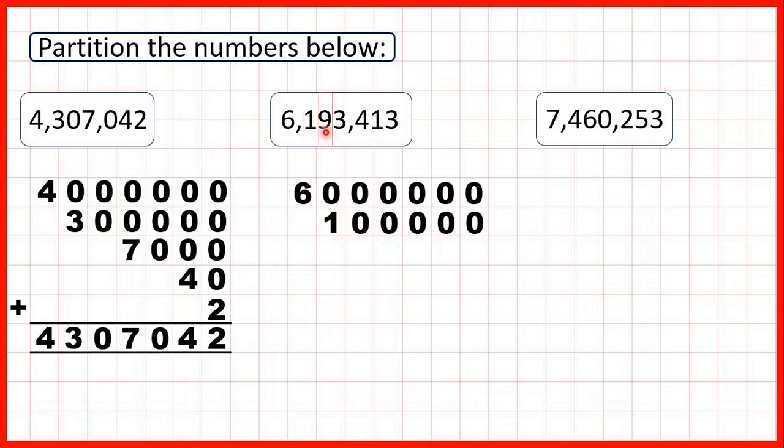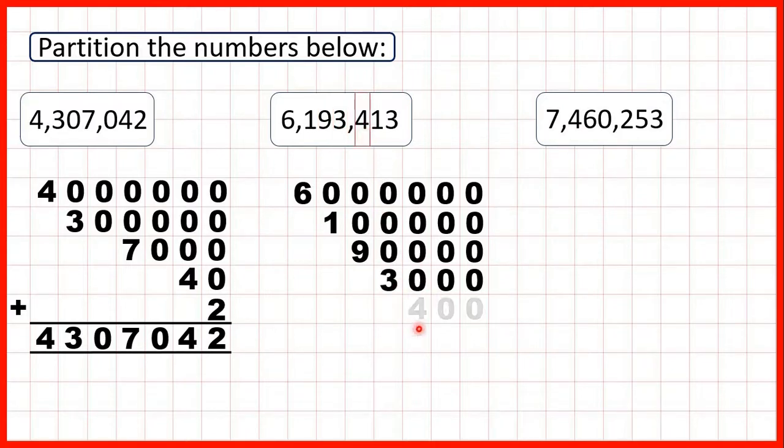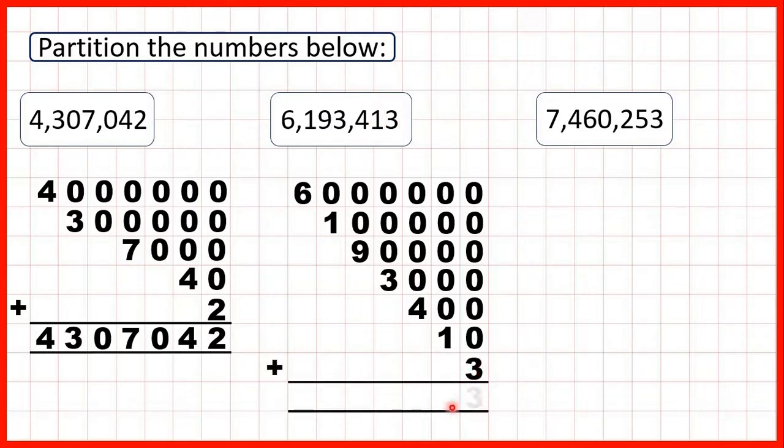We have 9 in our 10,000s, so that's 90,000. 3 in our thousands, so that's 3,000. 4 in our hundreds, so 400. 1 in our tens, so that's 10. And 3 in our ones. And again, you can see that when we add up the number that we've partitioned, we get the number that we started with.